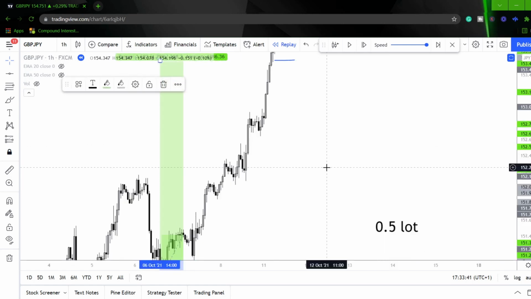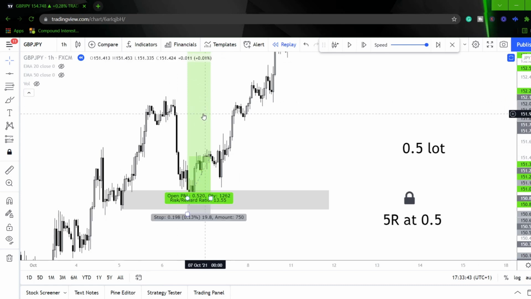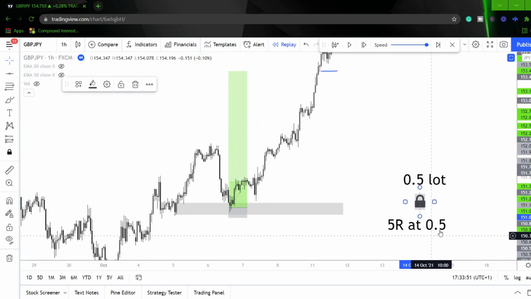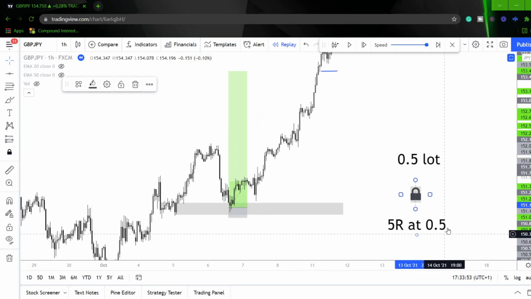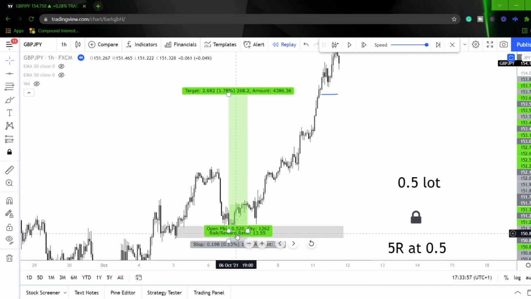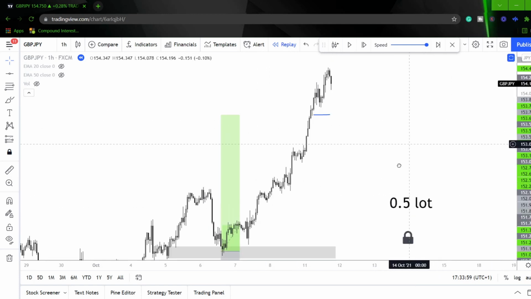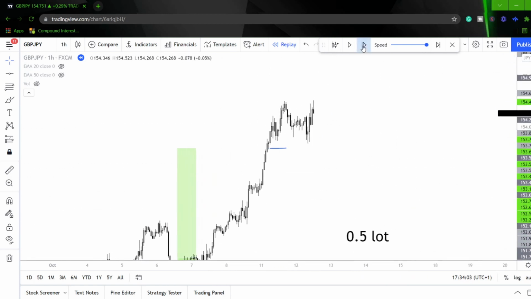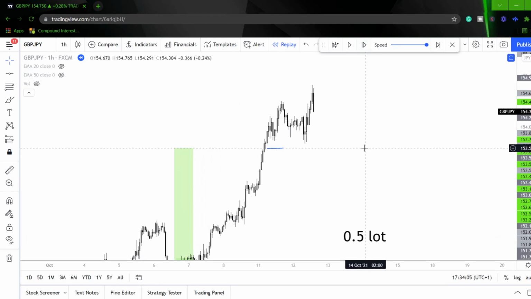So now, instead of just cutting our trade at 5R, we've actually got a 14R trade now. So we've got 5R locked in at 0.5 lots, and we've also got 0.5 lots running at 14R. So as this pushes down, it doesn't quite stop us out.